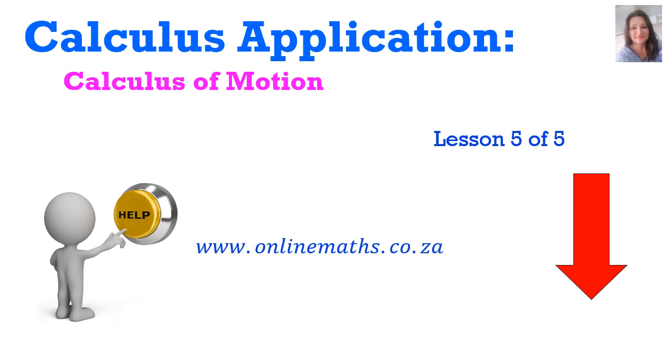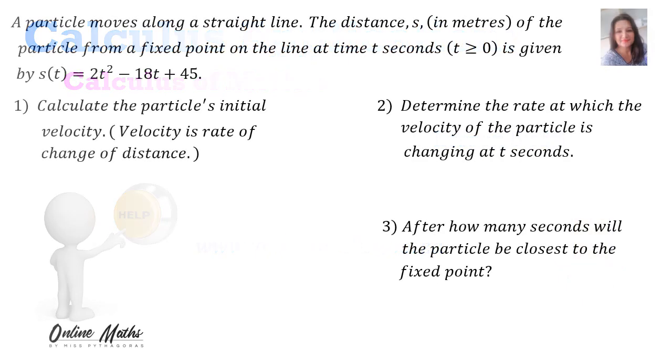Let's start with the maths. Example 1. A particle moves along a straight line. The distance s in meters of the particle from a fixed point on the line at time t seconds, where t is greater than or equal to 0, is given by s of t equals 2t squared minus 18t plus 45.